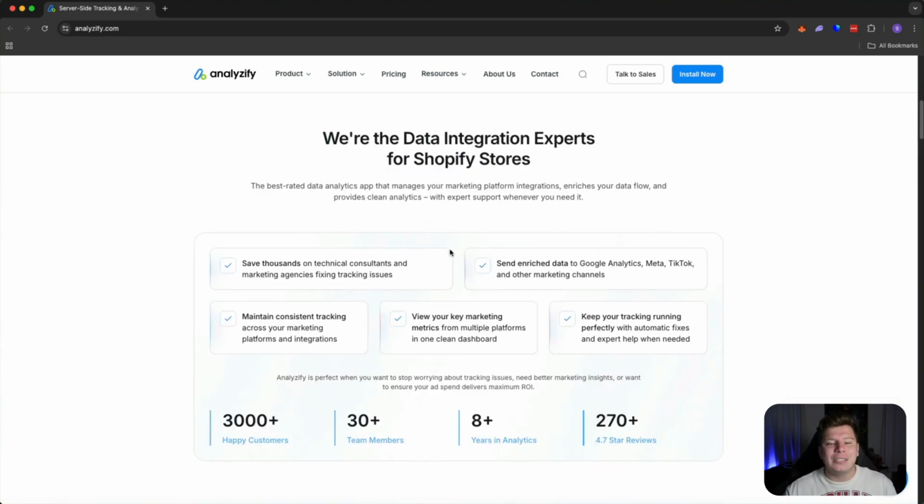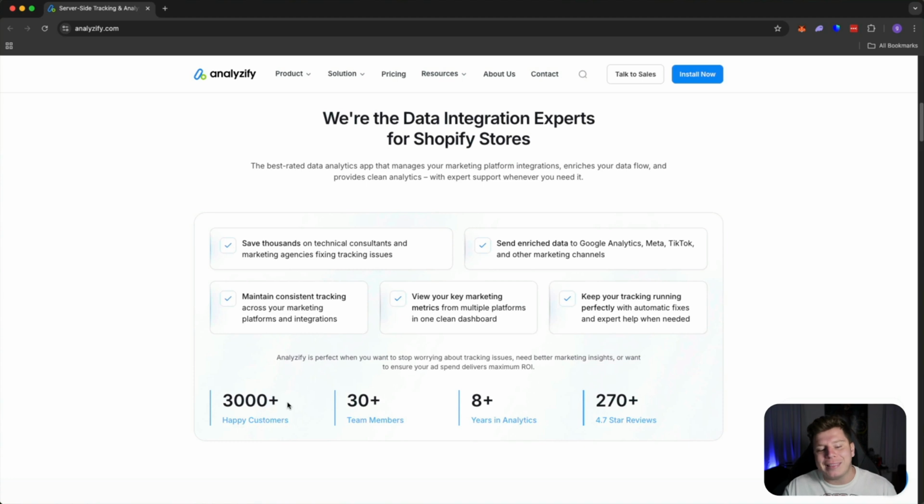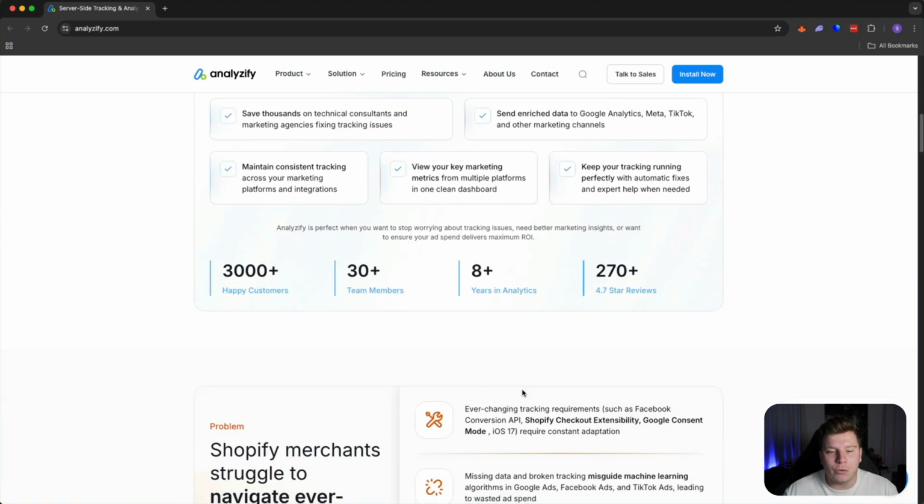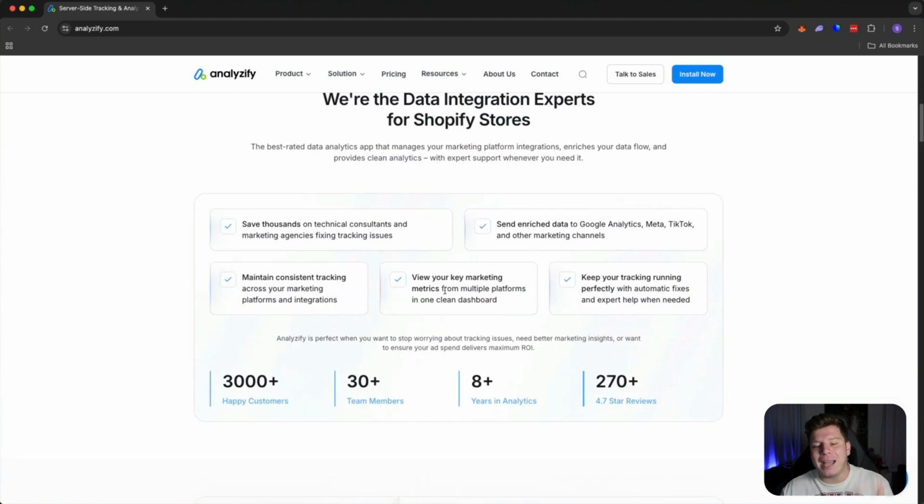So what exactly are they? They're the data integration experts for Shopify stores. They're helping save thousands on technical consultants and marketing agencies around the world. There's over 3,000 happy customers, 30 plus team members, 8 plus years in analytics, and over 270 four-star reviews, okay? They're giving you that enriched data to Google Analytics, Meta, TikTok, and much more.